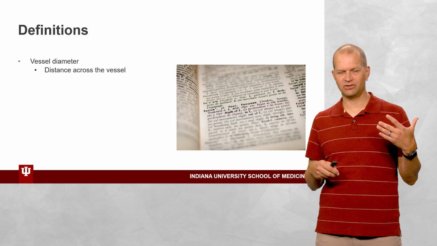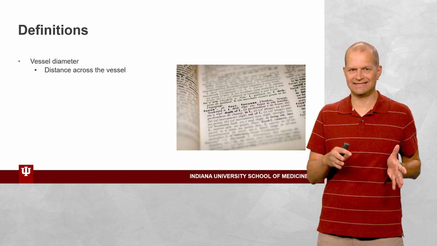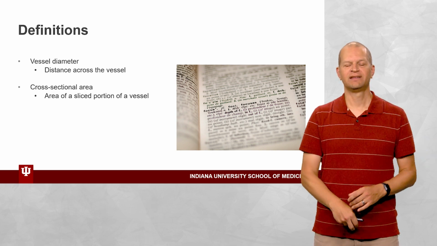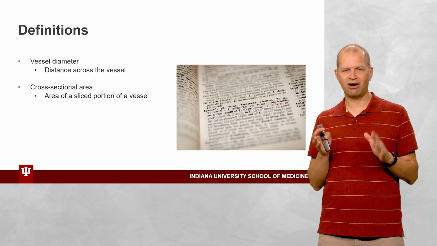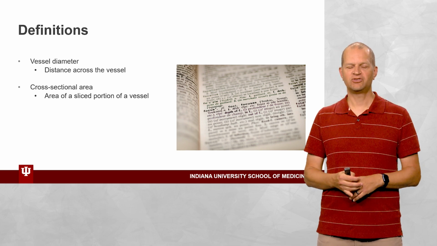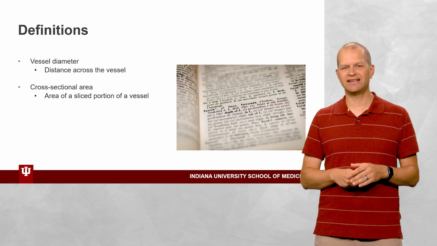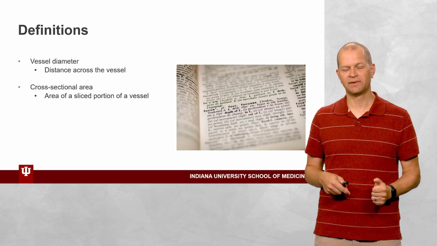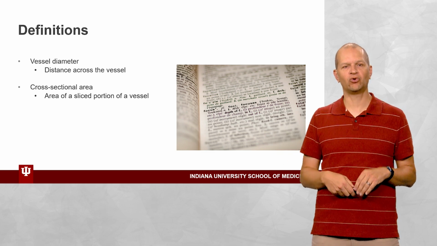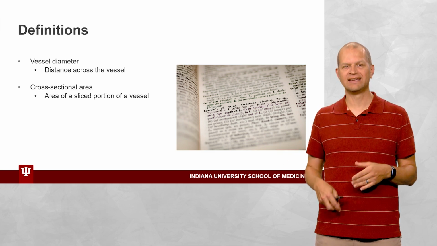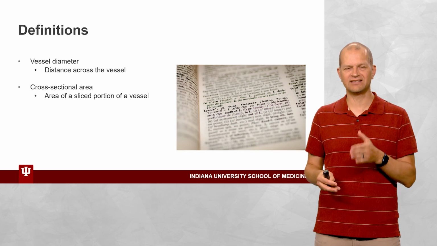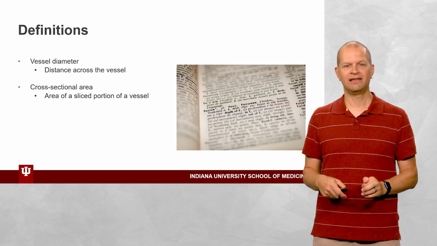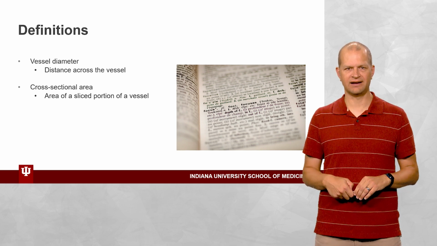So we need vessel diameter, which is exactly what it sounds like. It's just the distance across the vessel, or twice the radius. Cross-sectional area. This one gets a little tricky and it's kind of hard to visualize, at least it is for me. Just imagine that you took a very thin slice of a vessel and you measured the area of that vessel. Well, that's cross-sectional area. We're going to later on talk about total cross-sectional area, which basically just means, imagine if you took a bunch of slices of each individual vessel, took their area and then added them up. That gives you total cross-sectional area.